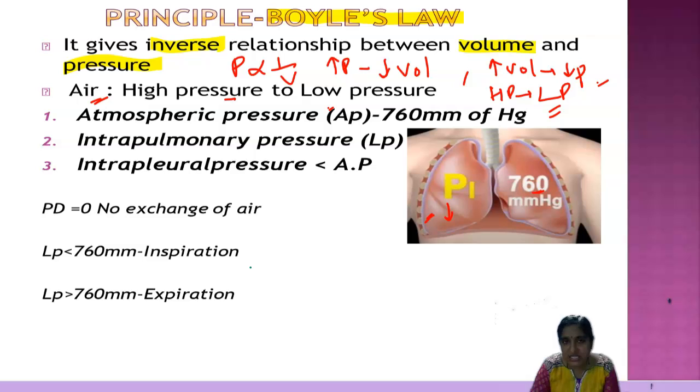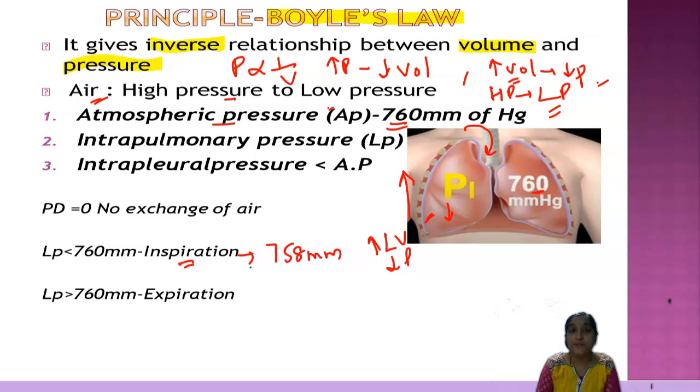Now the atmospheric pressure is 760 millimeters of mercury at sea level. If it is 760 within your lungs, air doesn't enter. But the air has to enter, so the pressure here should decrease. According to Boyle, the volume should increase. So during inspiration, the lung volume has to increase, and the pressure decreases. As the lung volume is increased, the pressure falls to almost 758 millimeters of mercury. So air enters the lungs during inspiration.